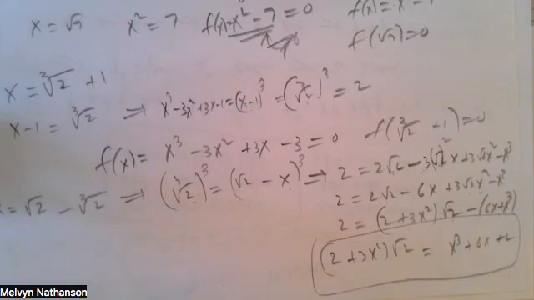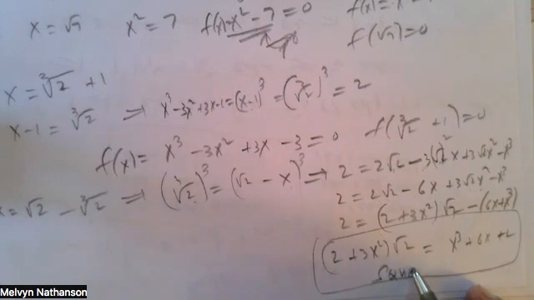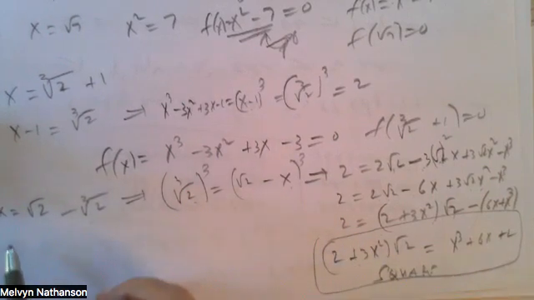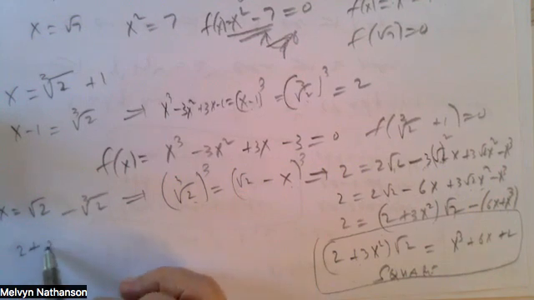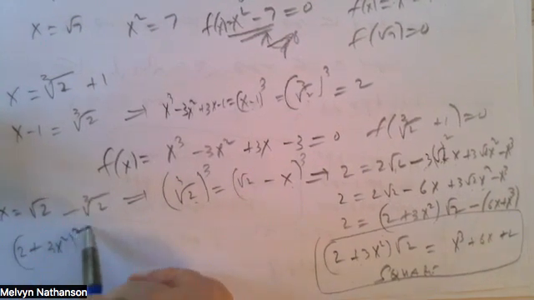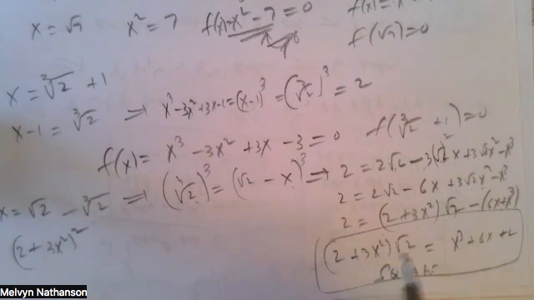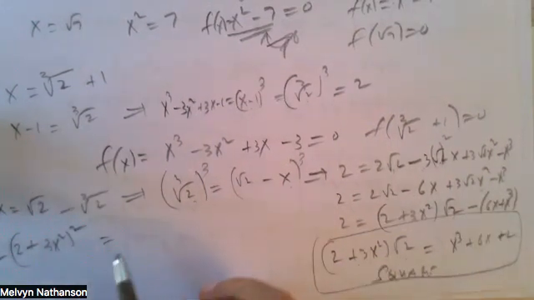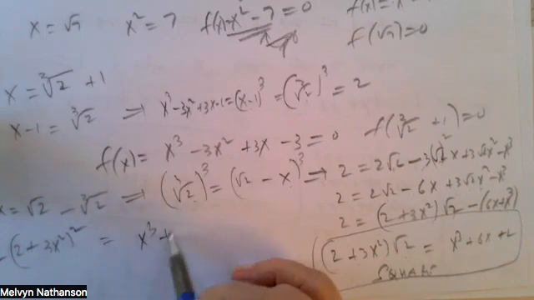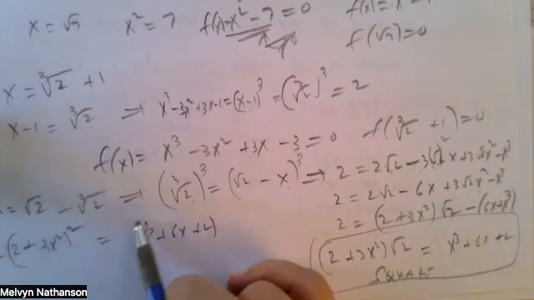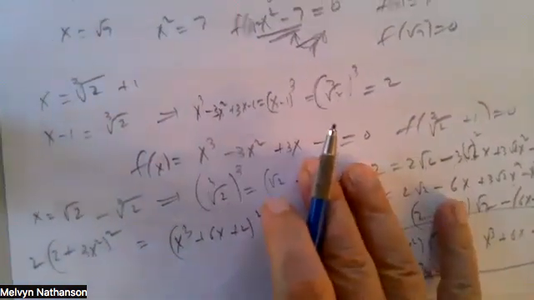So if this is correct, I hope it is, I have this equation. Now I square both sides. If I square the left-hand side, I get 2 plus 3x squared, squared, times the square root of 2 squared, which is 2, equals x cubed plus 6x plus 2, all squared.